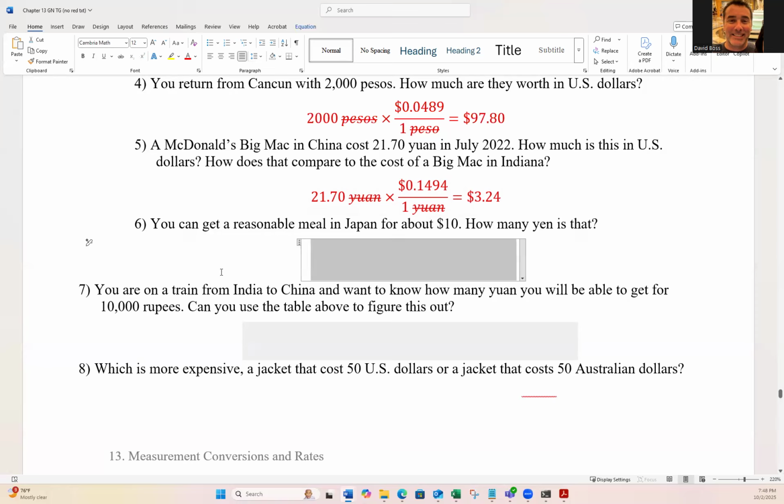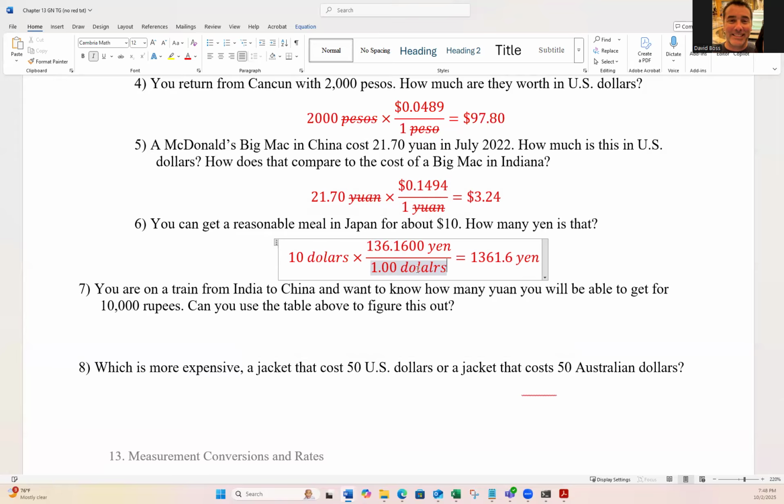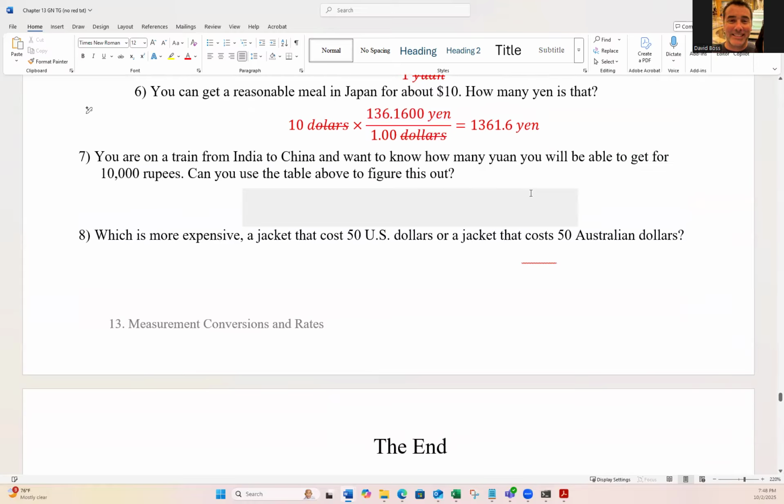You can get a reasonable meal in Japan for about $10. How many yen is that? All right, so we start out with $10. Set up the conversion so the dollars is on top here and then it's on the bottom here. So that leaves us with just yen. That's what we want. We want yen. So 10 times 136.16 yen equals 1,361.6 yen.